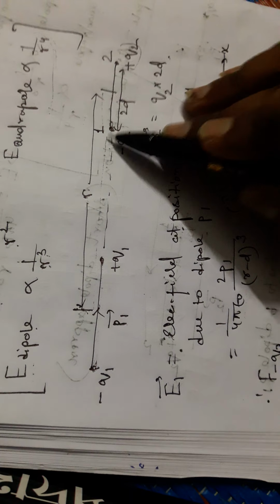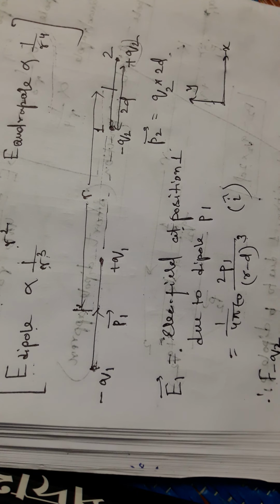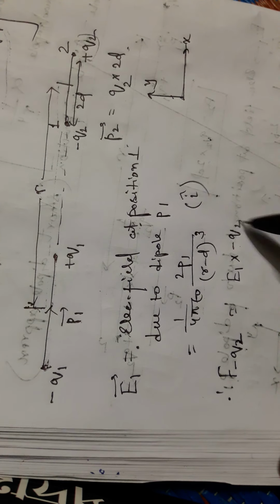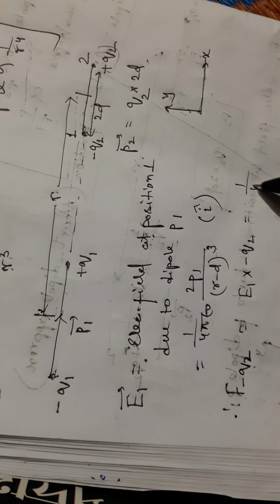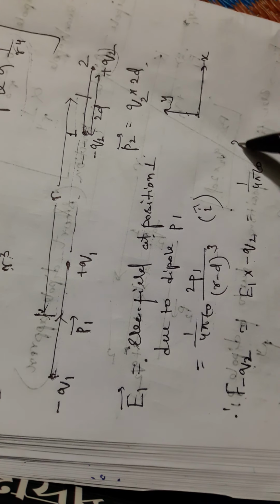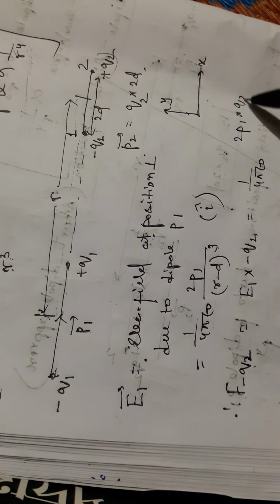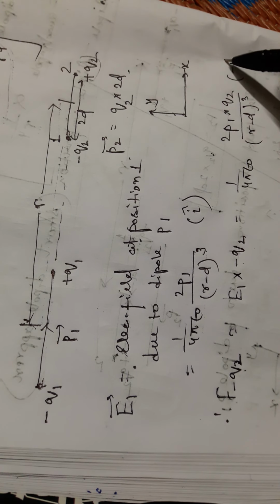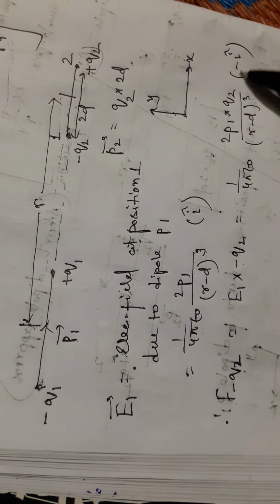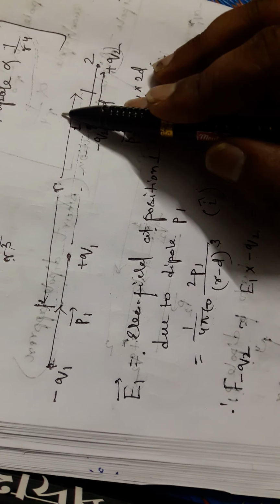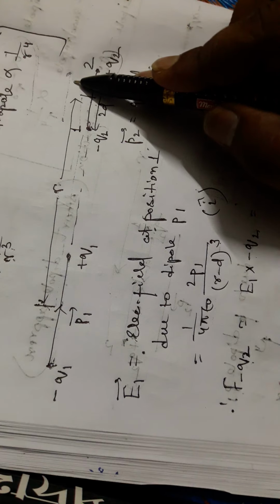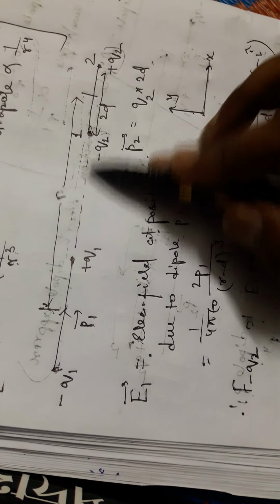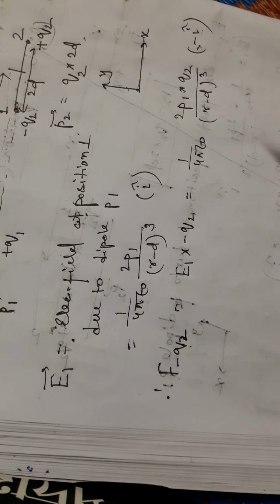Now this is the electric field at this point. So the force acting on charge minus Q2 will be how much? E1 into minus Q2. So it will become 1 by 4 pi epsilon naught 2p1 into Q2 by r minus d whole cube into minus i cap. It is obvious because the electric field is acting along this direction, and a negative charge will experience a force in the opposite direction. So minus i cap.